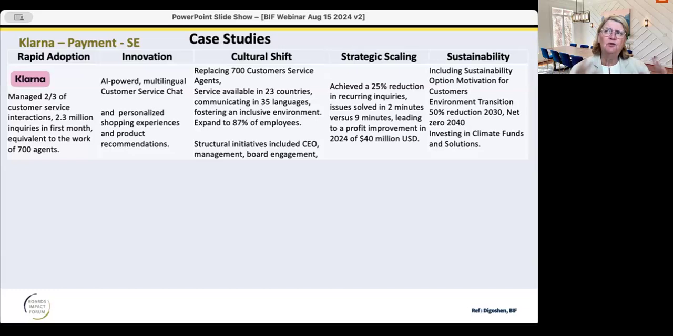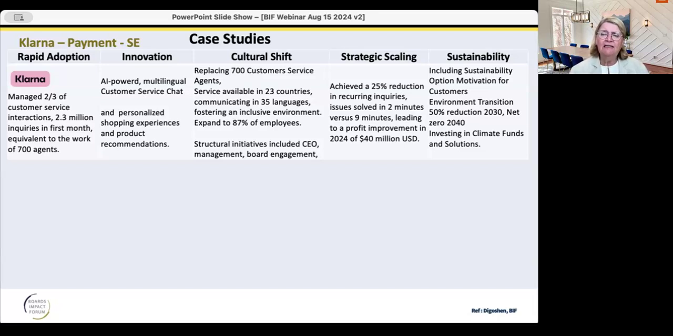There was, however, and they even brought it out themselves, a very big debate about replacing 700 agents, which they did. But in that, they made the service available in more countries, in more languages, and they were fostering a very inclusive environment, except for the 700 they had to release. Now, more than 87% in the company are using it. It took a very structural discussion and agreement from the board level and down to actually dare to take these quite dramatic decisions. They are already seeing the revenue and customer satisfaction benefits, but they're also looking to make a $40 million profit improvement already this year.